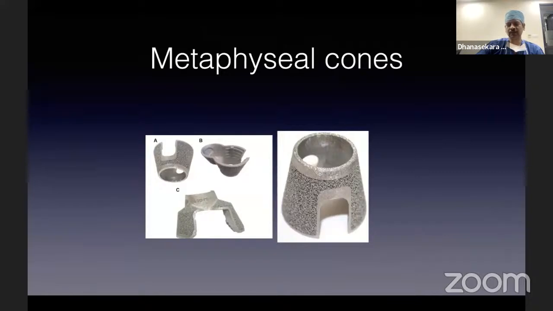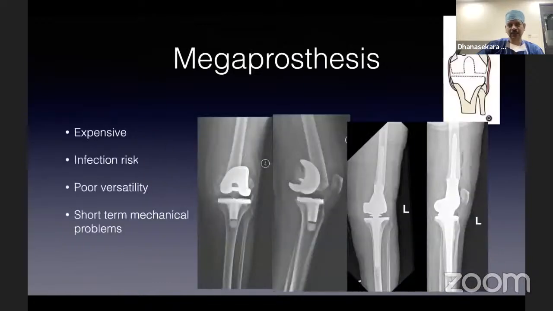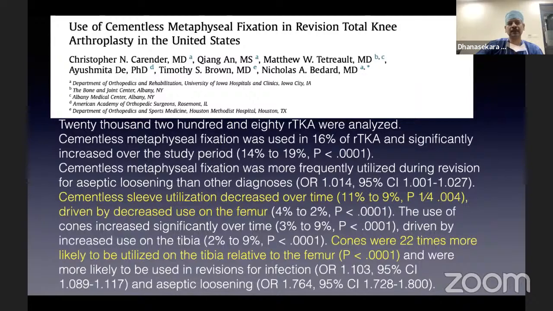Metaphyseal cones are also available from other companies like Stryker. Now these are becoming more popular, and they're less expensive and are very useful. Megaprostheses are useful when there is extensive bone loss and it cannot be reconstructed, like in this case of periprosthetic fracture. They are more expensive. If there is a risk of infection, treating infection is a major problem, and they may end up in amputation. The current trend is that cementless metaphyseal fixation has been increasing in the US. The cemented fixation has been coming down. On the tibial side, the uncemented fixation has gone up, and it has provided good stability.